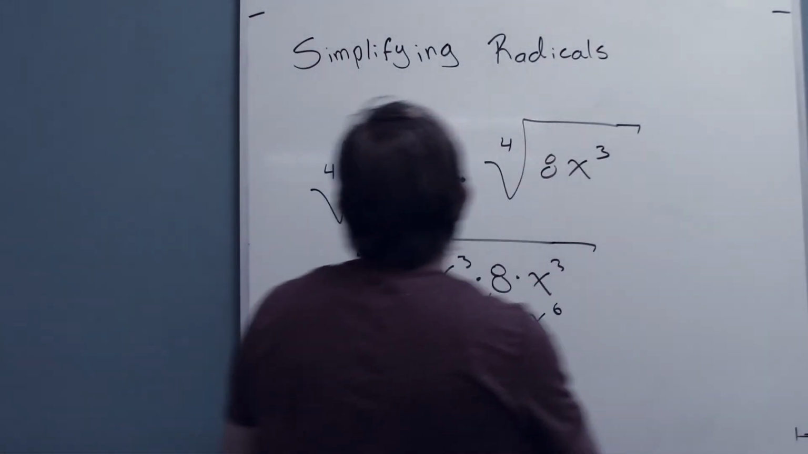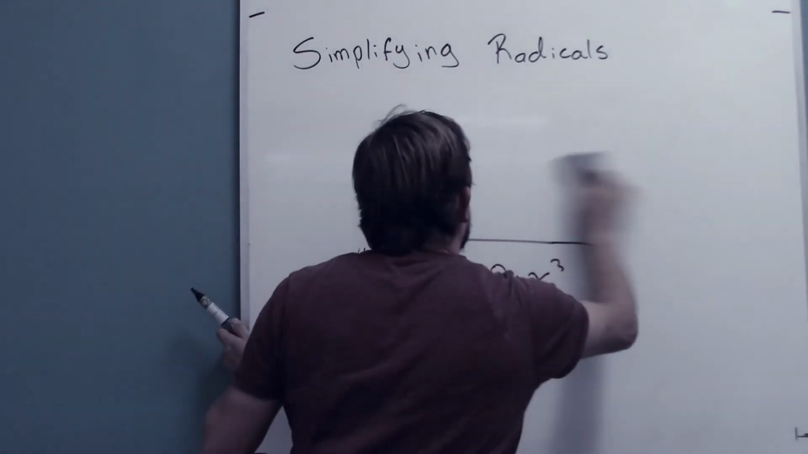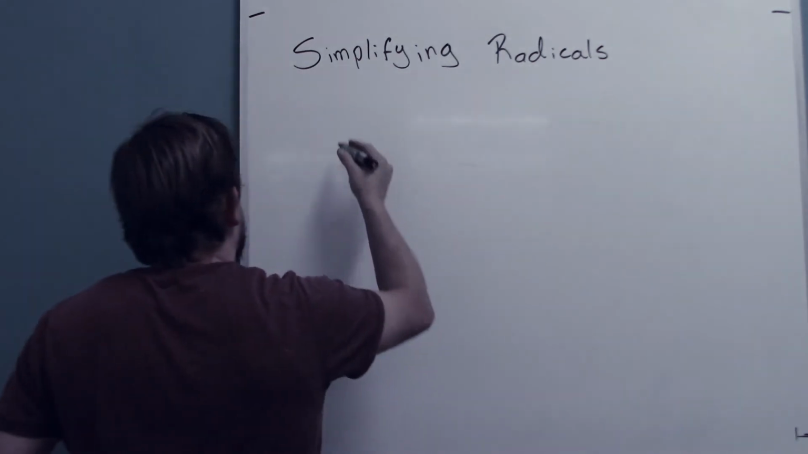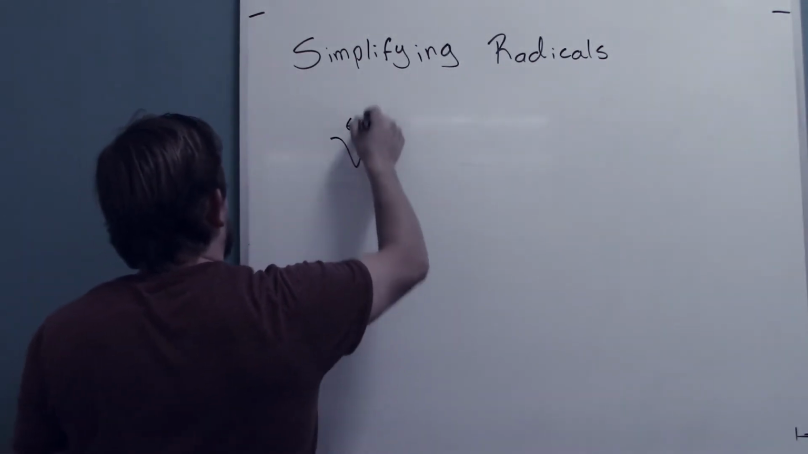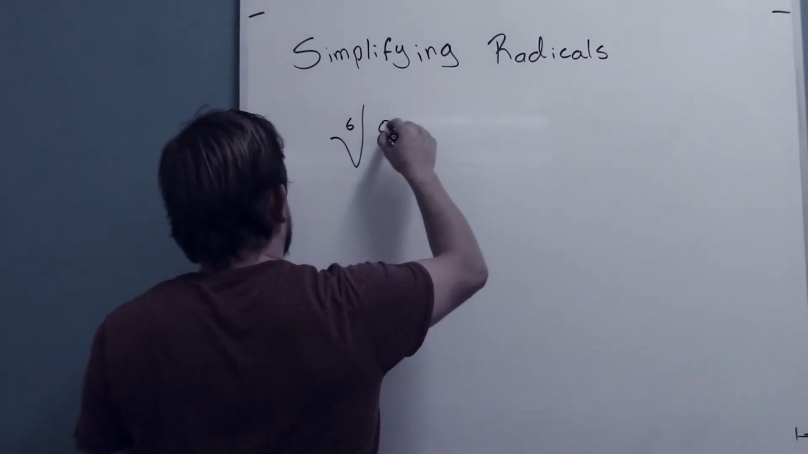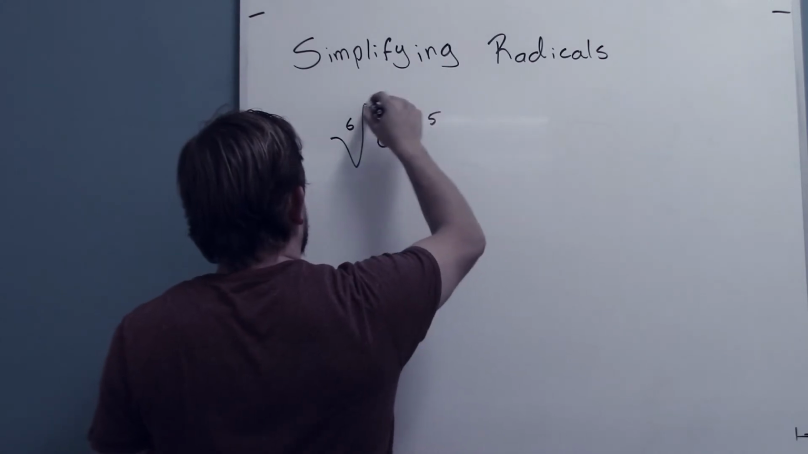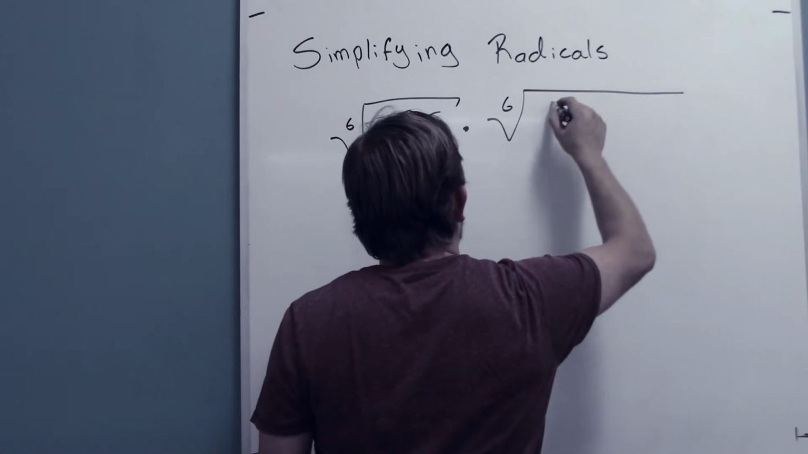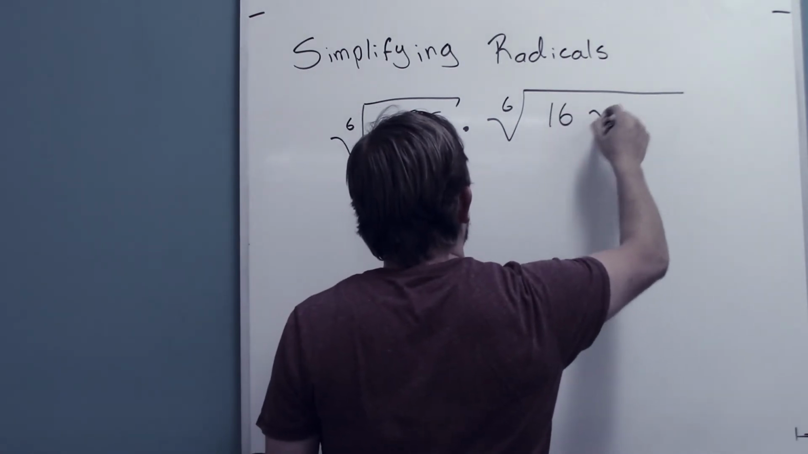All right. Let's look at a big root. Let's look at the 6th root of 8x to the 5th, multiplied by the 6th root of 16x squared.